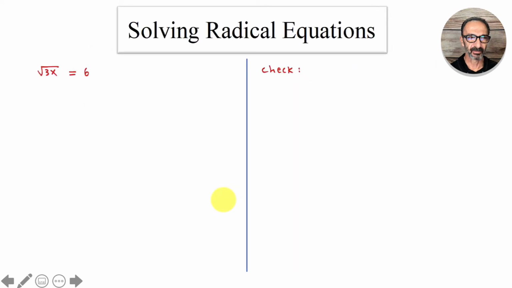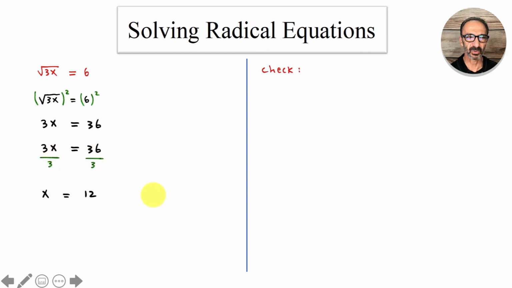Here's the first example. Square root of 3x equals 6. This is a quick, simple example. We're going to square both sides. That will cancel the square root, and that will give you 36. We're going to divide by 3, and 3 would cancel, and we'll get x equals 12.